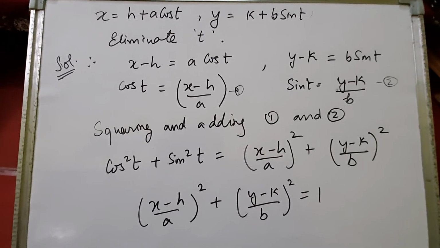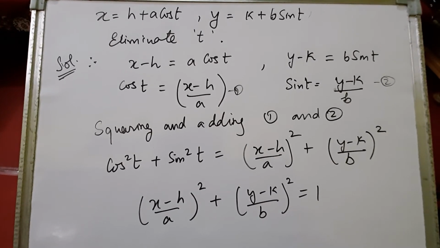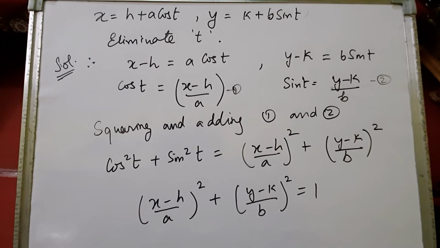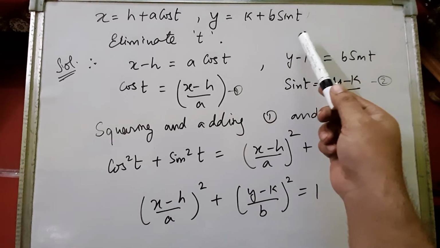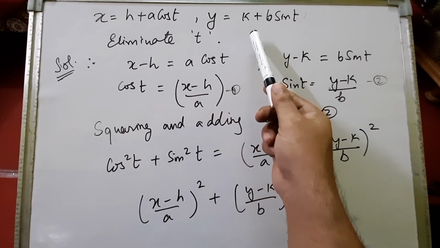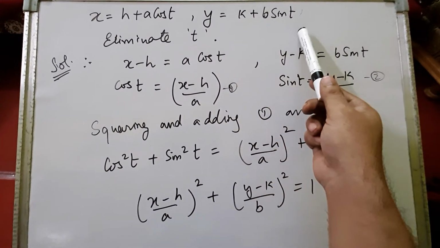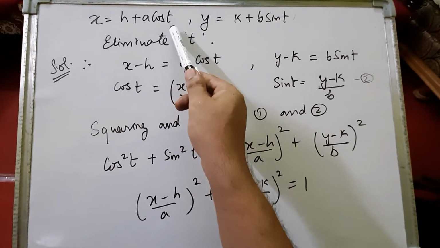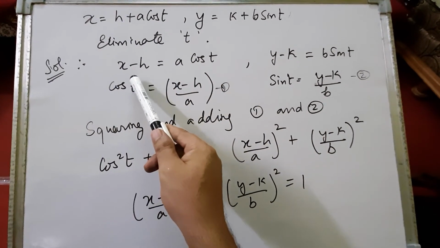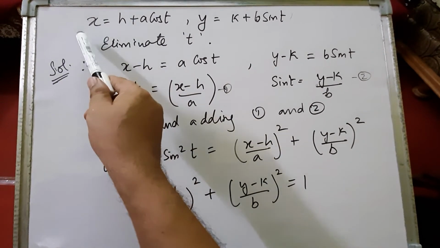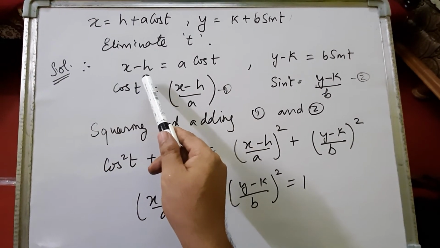Let's see another sum, children. In this sum we have to eliminate t. The term t used in these equations we have to eliminate, where x equals h plus a cos t is given and y equals k plus b sin t is given. Now we have to eliminate t here. Let's see how. If we simplify this equation, what we'll get? x minus h equals a cos t. We are transferring this h to that side, so it will become minus h.